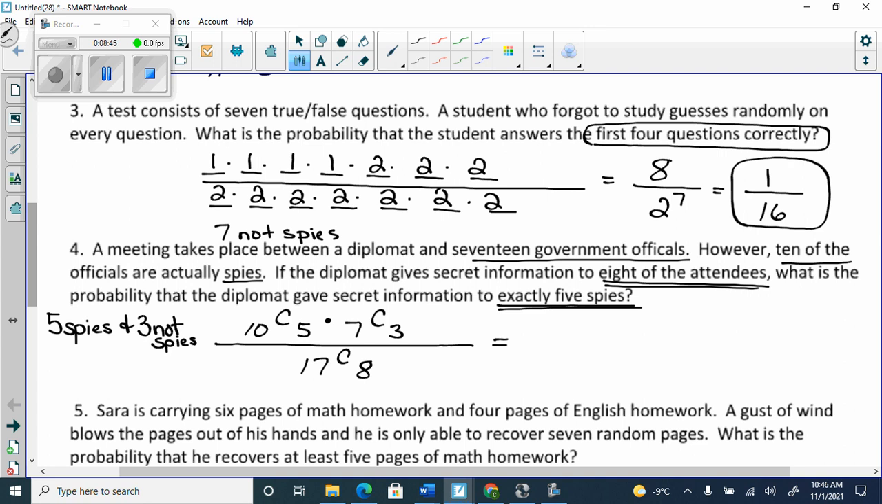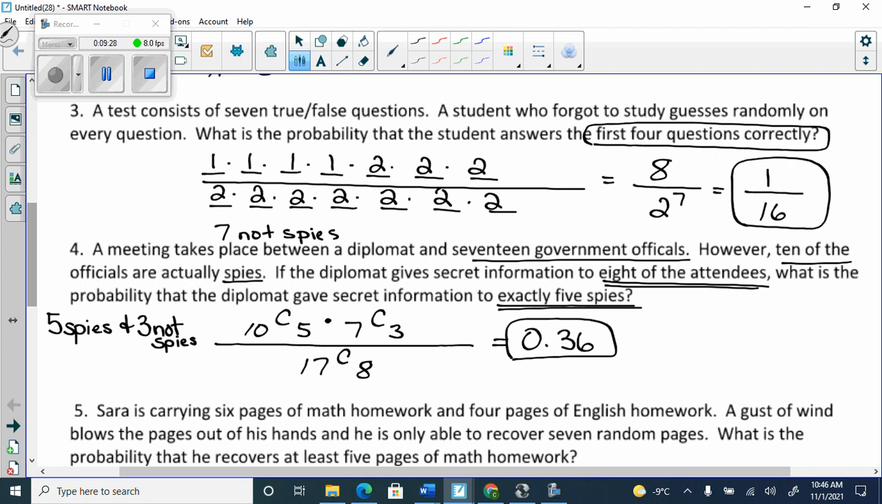Everyone type it in, see if you get the right answer. Make sure you put the top in. Oh, it doesn't matter. Brackets. In this case, it doesn't matter, but it's good to practice. To the nearest hundredth, I get 0.36. Make sure you're getting that.